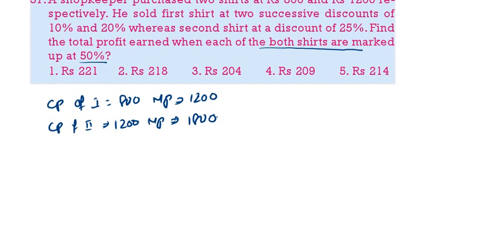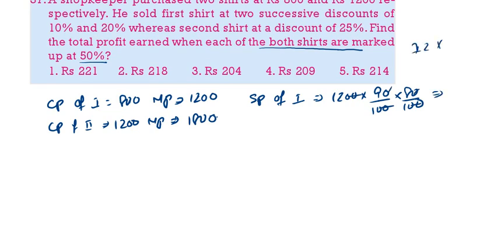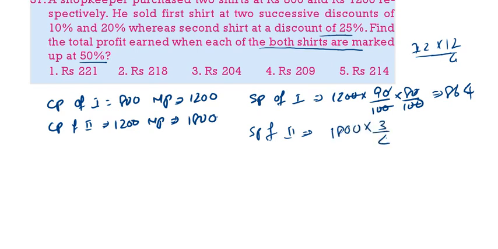Then he sold the first shirt. Selling price of the first one at two discounts of 10% and 20%. So 10% means 90 by 100, 20% means 80 by 100. If you do this, the zeros cancel. This is also zeros cancel. 72 into 12, so that will be equal to 864. The selling price of second one. So it is sold at 25% discount. That means 1800 into 3 by 4. That is equal to 1350 because 4 4s are 450. So 1350.